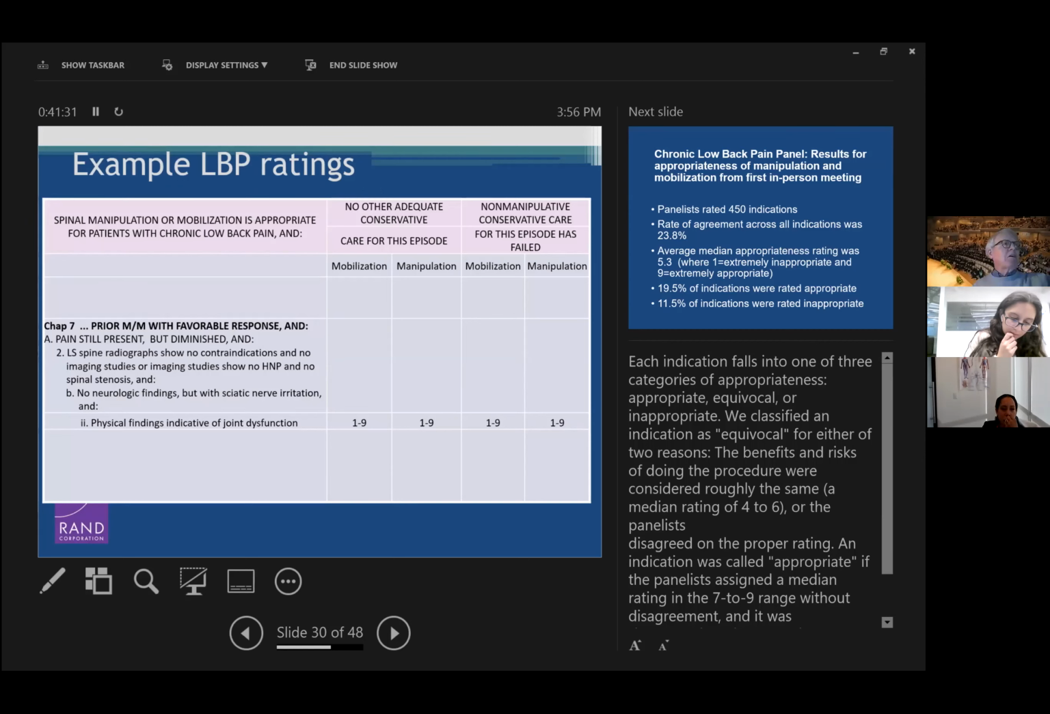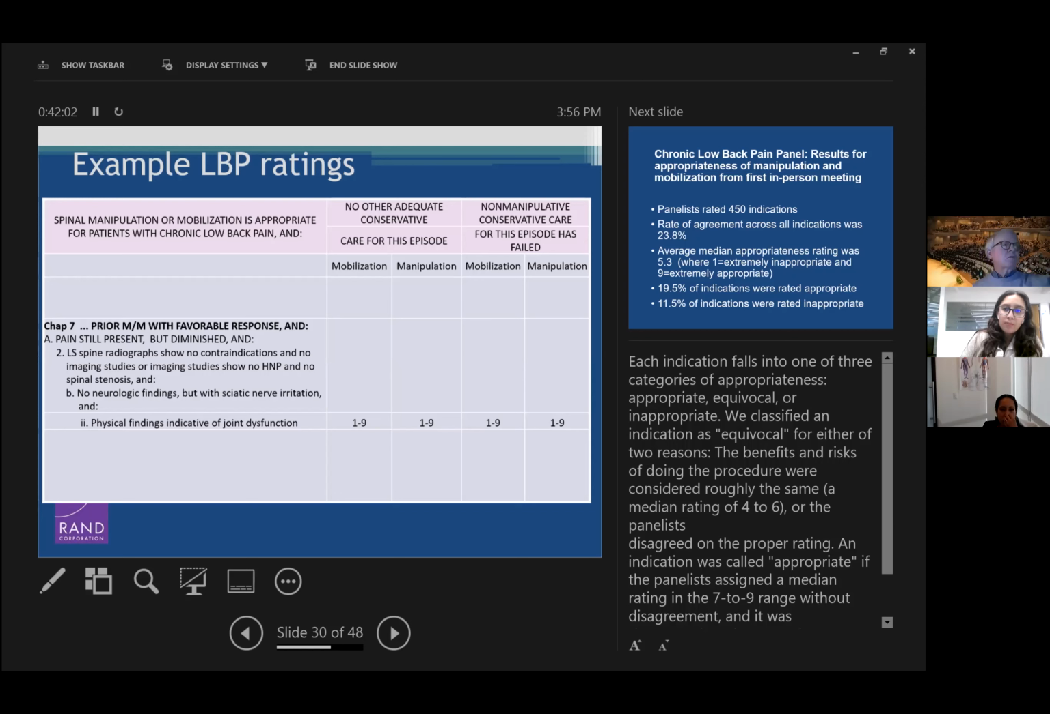So up the top there, it tells you we're looking at spinal manipulation and mobilization is appropriate for chronic low back pain. And on the right, they've had no other adequate conservative care. They haven't tried anything else conservative for this episode. And they have, and the non-manipulative conservative care has failed. So usually that means they've been to medical, they've tried drugs or something, or they've tried physical therapy, it didn't work, and they've come in to get manipulated, right? And they can be mobilized and manipulated.